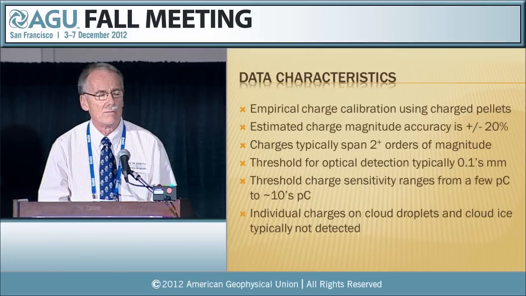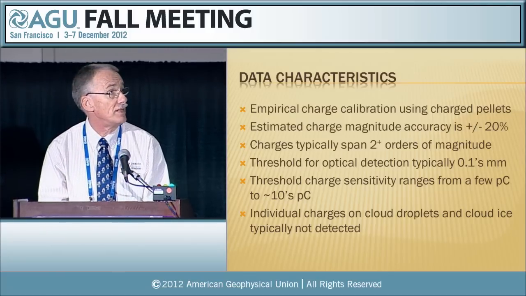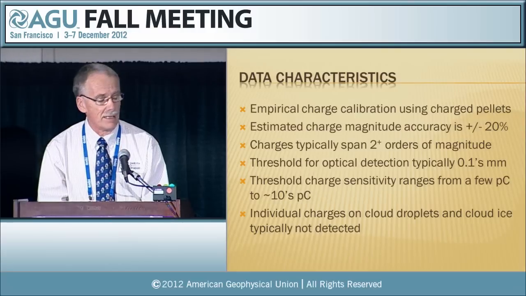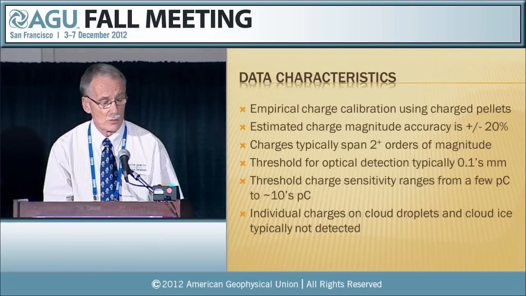The HVPS could detect particles down to 0.2 of a millimeter, and was sensitive down to a few picocoulombs.